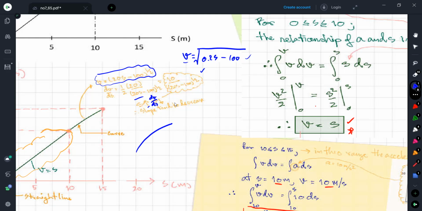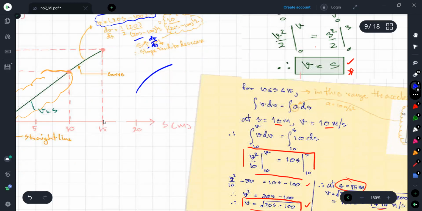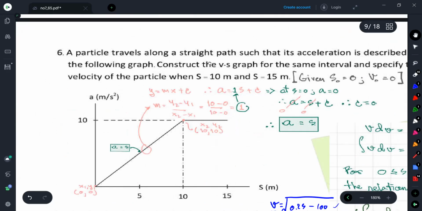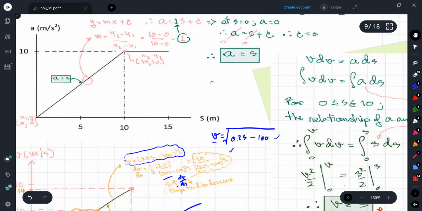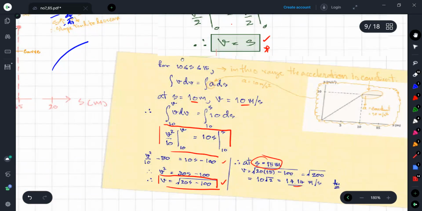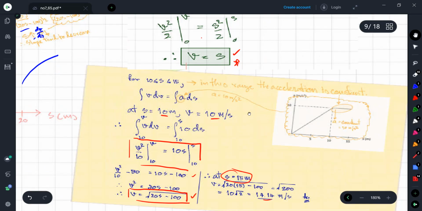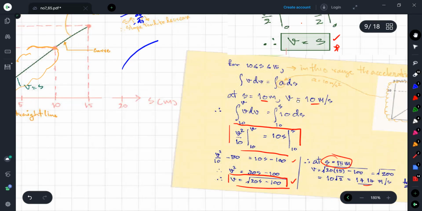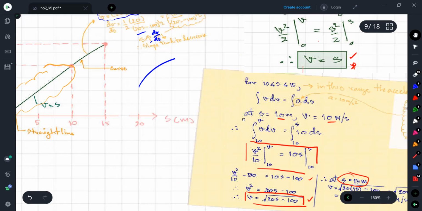This is the problem that we already worked out on Wednesday. That completes this problem. After we draw the graph, we can determine the velocity and we can create the graph. That completes this problem.